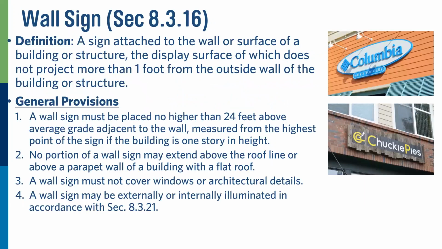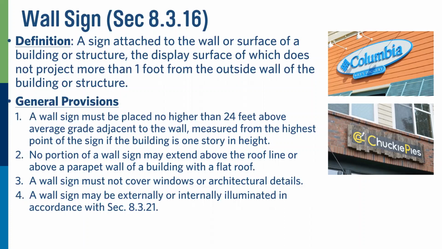Wall signs. This is what we see by far the most of. Different types: signs that are flush to the wall. We see a lot of raceways, channel letters, all kinds of things. But wall signs in general. So what exactly is a wall sign? A wall sign is just that: a sign that's attached to the wall of a building, and it does not project more than 1 foot from the outside of the wall.